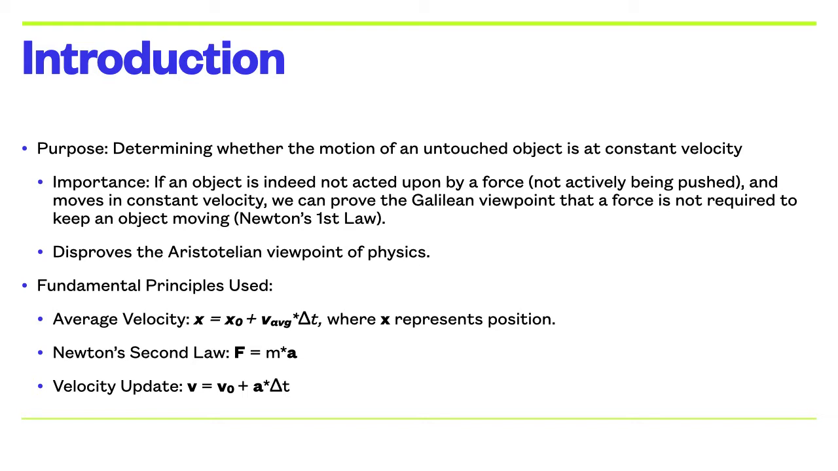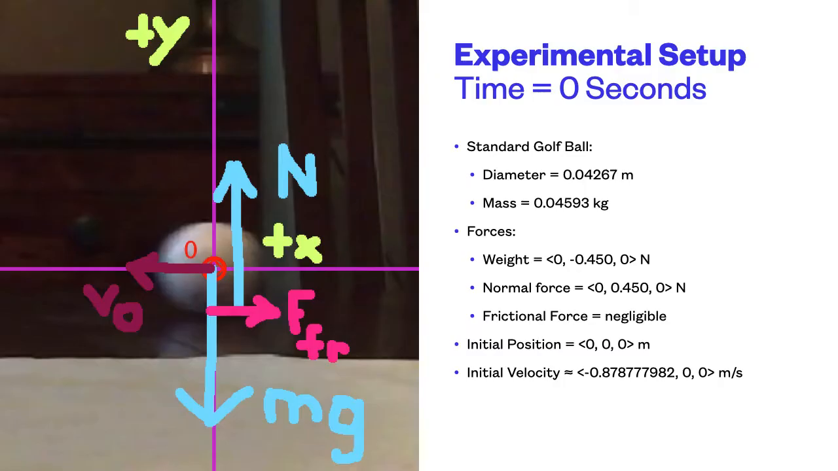The second fundamental principle was the momentum principle, or Newton's second law, which states that a force gives rise to an acceleration, or a change in velocity, and that is directly proportional to the force applied. Or in other words, F equals ma. Finally, I also used the velocity update formula, which is the same thing as the definition of acceleration, that acceleration is equal to delta v over delta t, with just a bit of rearrangement done.